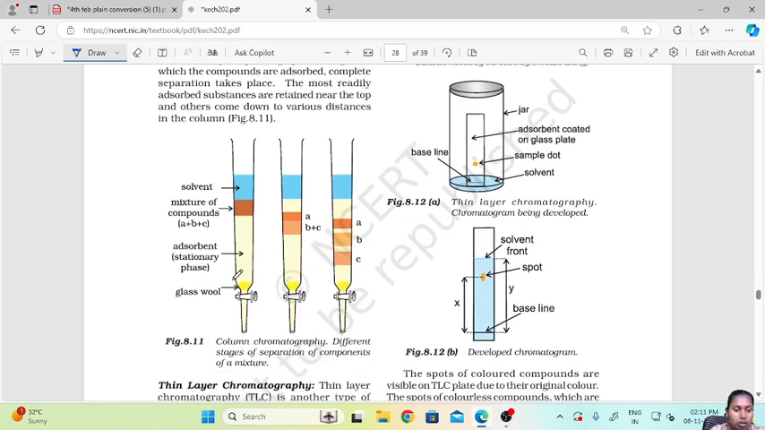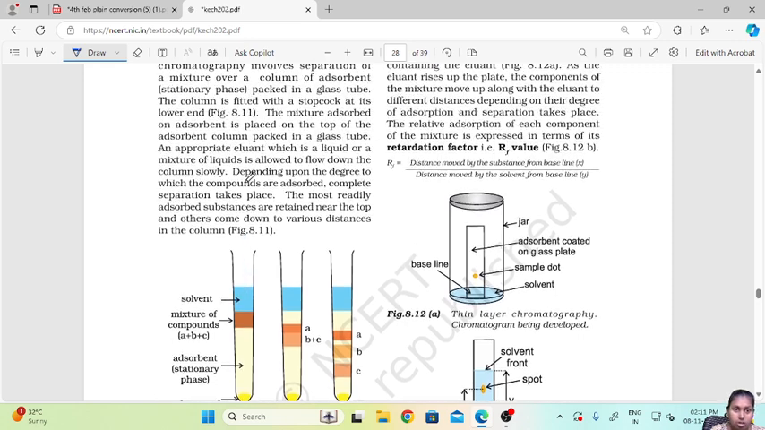So here your stationary phase is filled and it is stopped with a stopcock, and on top of that you add your mixture that you want to separate, and on top of that you add your mobile phase or your solvent. Okay, now the mixture adsorbed on the adsorbent is placed on the top of the adsorbent. So here you place the mixture on top of your adsorbent, and an appropriate eluent, which is a liquid or a mixture of liquids, is allowed to flow down the column slowly.